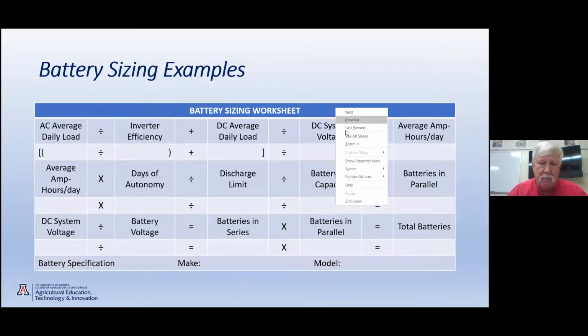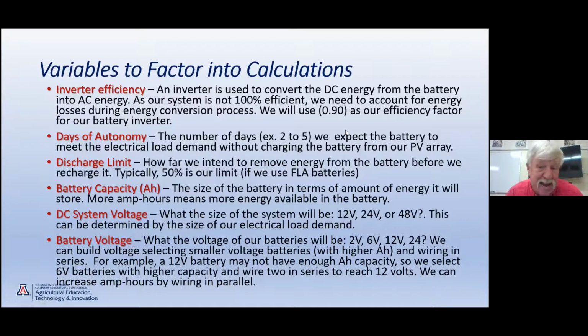Okay, a rule of thumb is about three days. And depending where you live, it might be 2 to 5 days. In northern Arizona, if I get a lot more storms or I get more cloud cover, maybe I want to go 5 days. That's very conservative. But that means that's going to be a very expensive system in terms of number of batteries. That means I'm depending totally on my batteries for 5 days without having the sun come out.